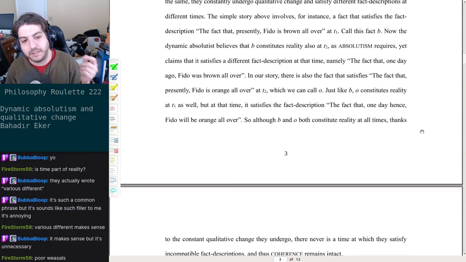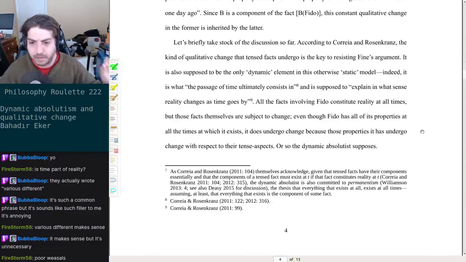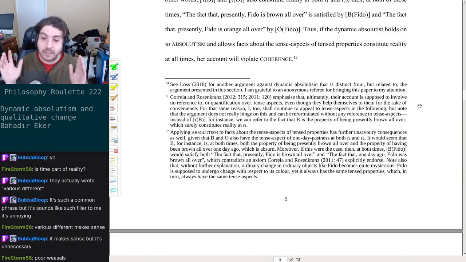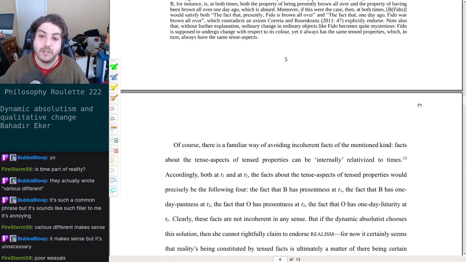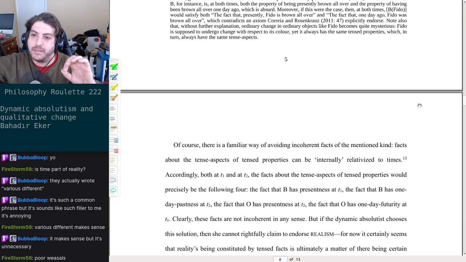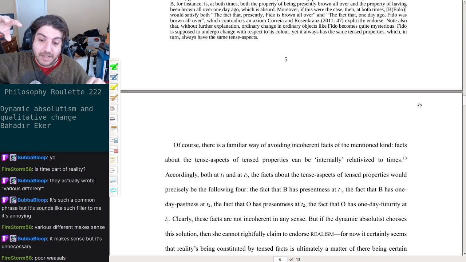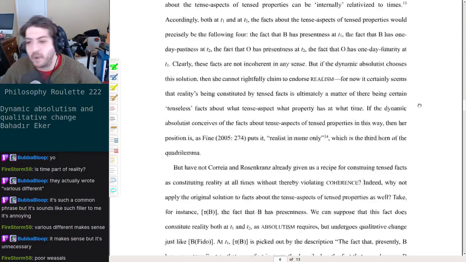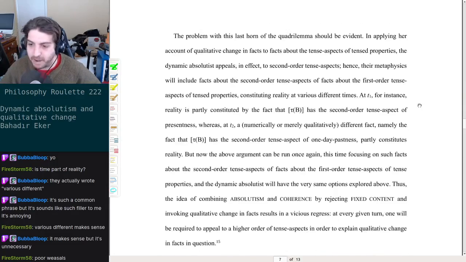So, to sort of answer your question from earlier, Firestorm, is time real? This paper argues that according to Correa and Rosencrantz, basically no. The answer would be no. Time isn't real, or time isn't absolutely real in the way they want, because you're always going to have facts that are outside of time. And anytime you try to retemporalize them, give a tense time to that fact, then you just gave yourself a new fact that would be outside of time again. So, if you want to hold on to the realism, that's a problem.